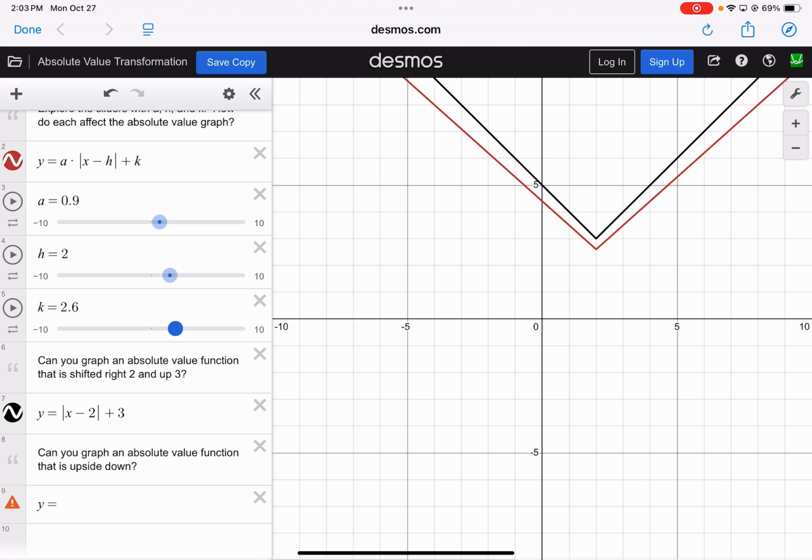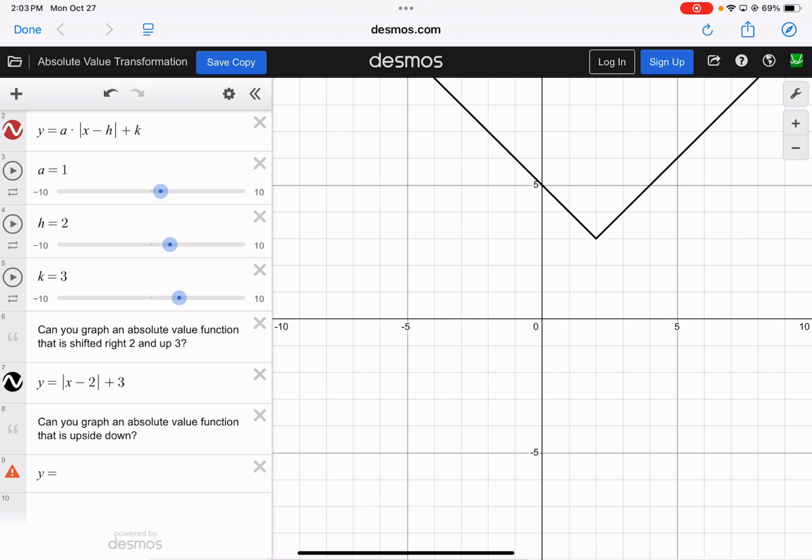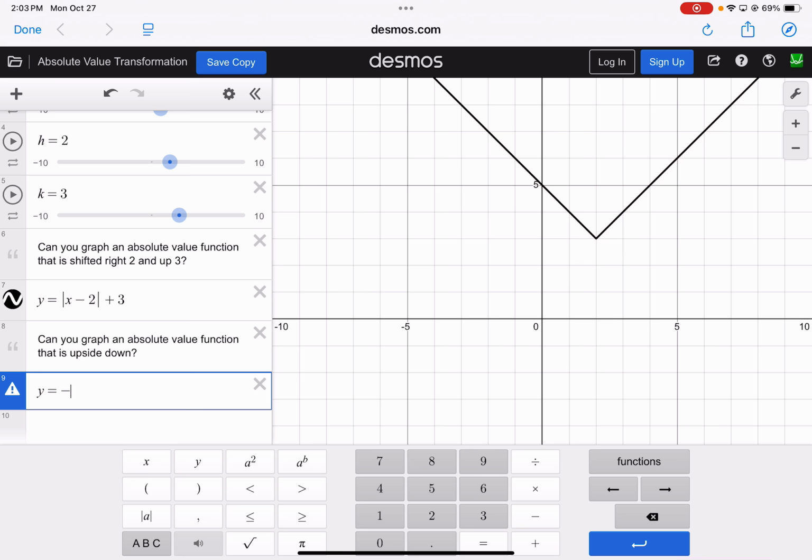And where did we click on this? Okay. What do I need to do to make an upside down absolute value? So if I put like -3 absolute value of x, boom, I have an upside down one. Step? What does step mean? Don't worry about it. Okay. I just wanted you to move the sliders.